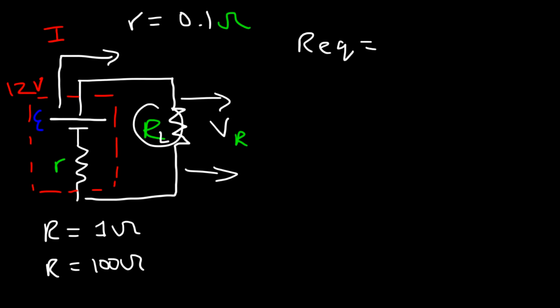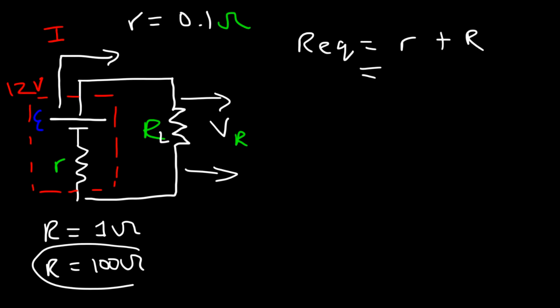Now, these two resistors are in series. There's one path that connects them. So it's just r plus capital R. So that's using a value of 100. Let's start with this one. It's going to be 100 plus 0.1. So that's 100.1.